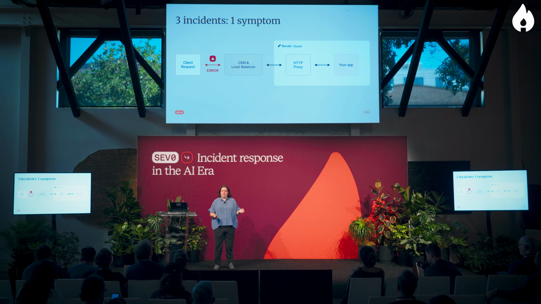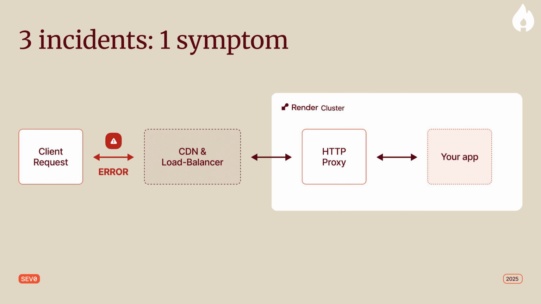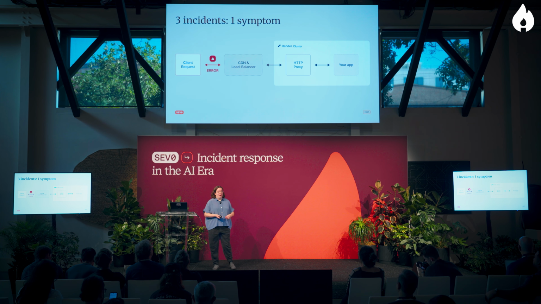So that takes me to the core part of the talk today. I'm going to talk about 3 different incidents that all have roughly the same symptom, but all have very different outcomes. So the core symptom I'm going to be talking about is network problems.